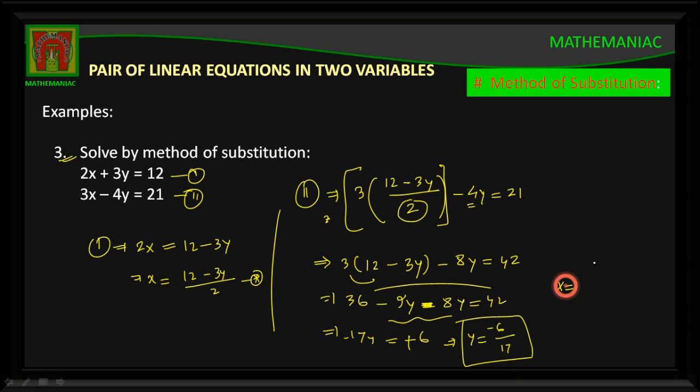Now you find what is your x. So this is 3 times minus 6 by 17, and then this is 2. Should I carry on to the calculations? I do hope that you will be able to do this particular part. Please make sure that you can understand this.